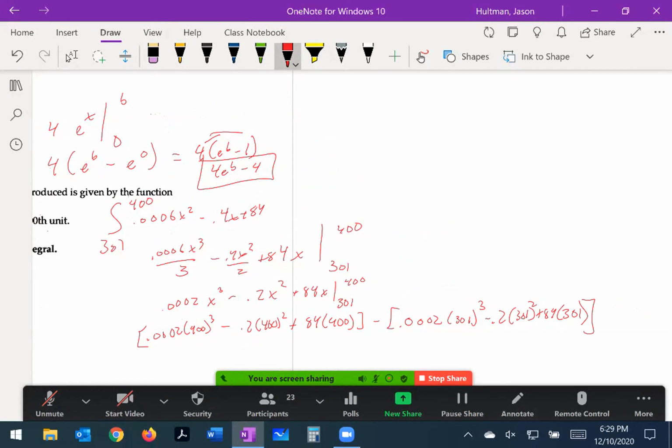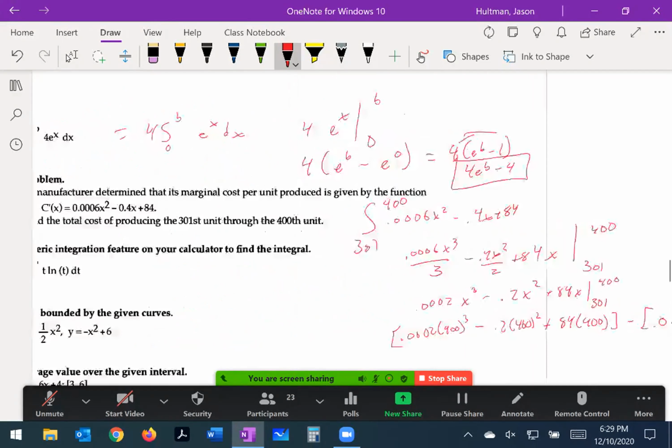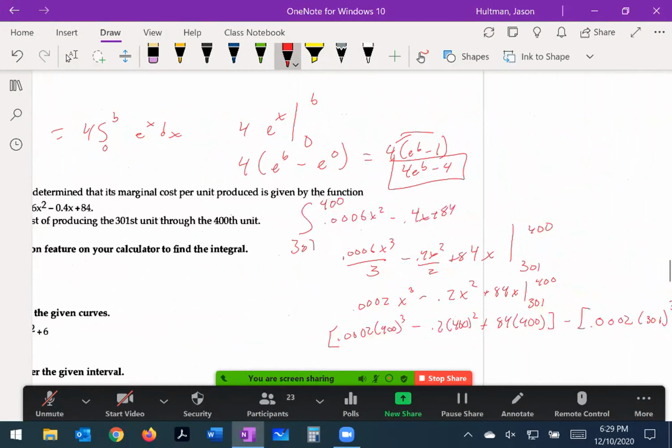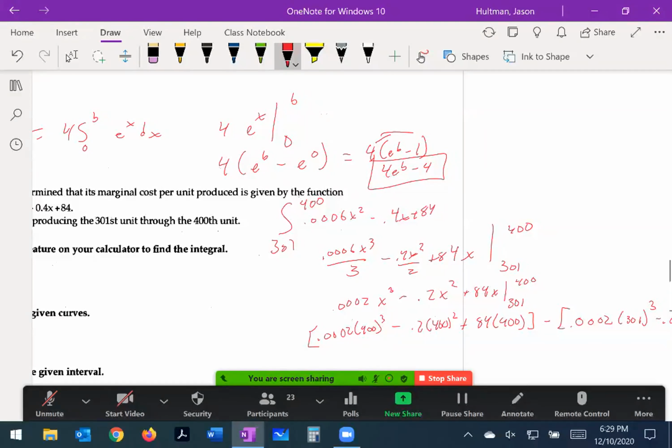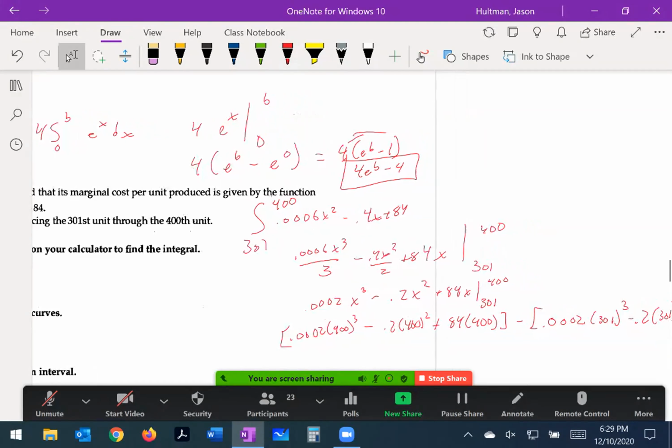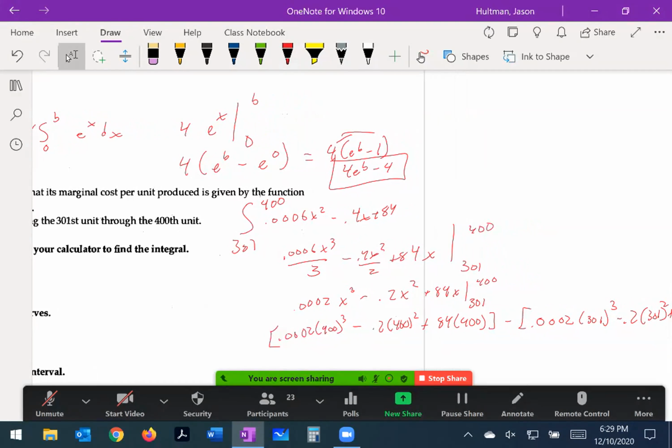Okay, so plugging all that into a calculator for 71, we would come out to 1,782.02, I believe. You can check my work on that.